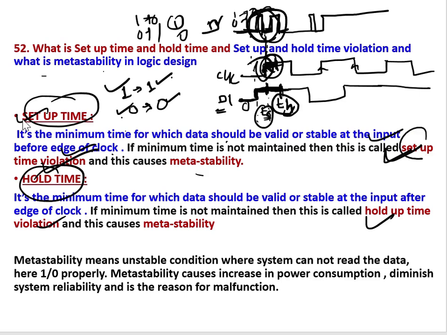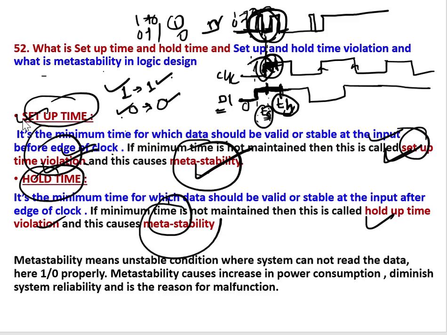Setup time violation and hold time violation cause metastability. Metastability is the condition in logic design where the data is neither 1 nor 0. So your system is not going to be able to analyze or get to know whether the data is 1 or 0. This condition is called metastability, and it is because of the setup time violation and hold time violation.